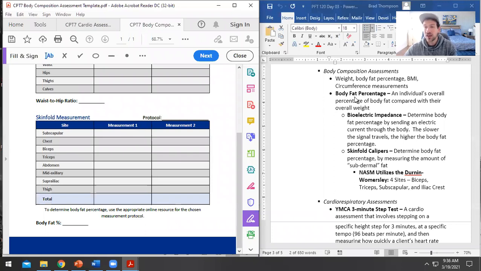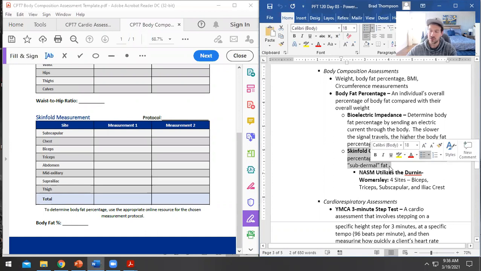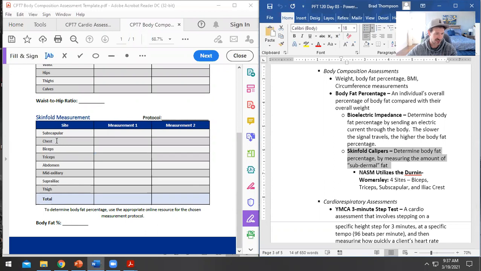Next thing we've got is our body fat percentage. So NASM has a couple different ways you can do body fat percentage. One is the skinfold caliper, which helps you determine your body fat percentage by pinching the subcutaneous fat, the amount of fat trapped underneath our skin. So you are going to pinch in 4 sites, although this is actually doing the 8 site method here, I think. 1, 2, 3, 4, 5, 6, 7, 8.